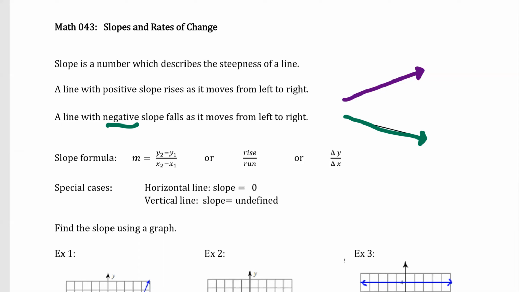We have some special cases. A horizontal line has a slope of 0, and the equation of the line is y equals. A vertical line has an undefined slope, and the equation of a vertical line is x equals.